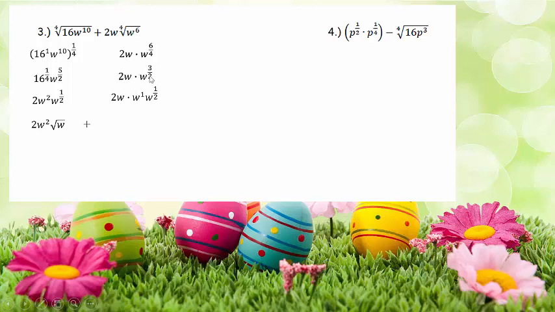So 3/2 is not okay. We're going to change it to 1 1/2. If I do 2w times w, I get 2w squared, and I'll change w to the half into root w.